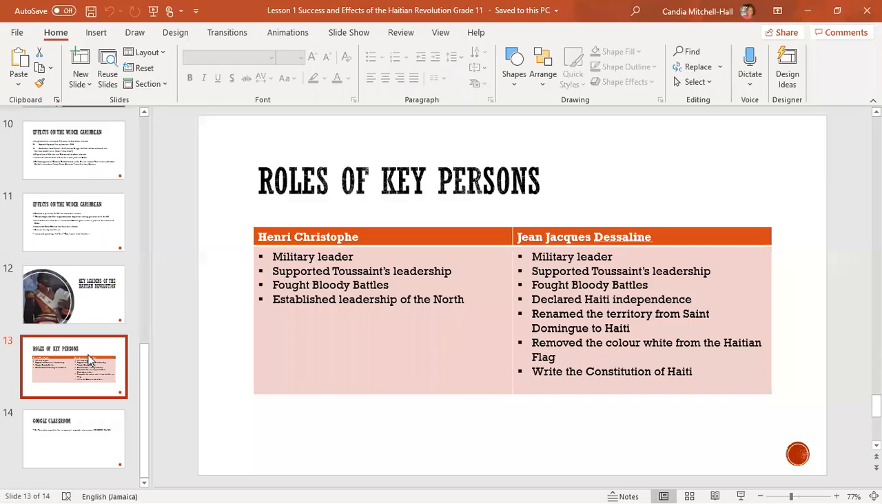So Toussaint Louverture was captured and sent to France. After he left and went to France, Dessalines took over the leadership of the revolution, and Dessalines was the one to declare Haiti independent. He was the one who declared independence of Haiti. He renamed the colony Saint-Domingue, and he renamed the new territory Haiti, from the indigenous people's name.